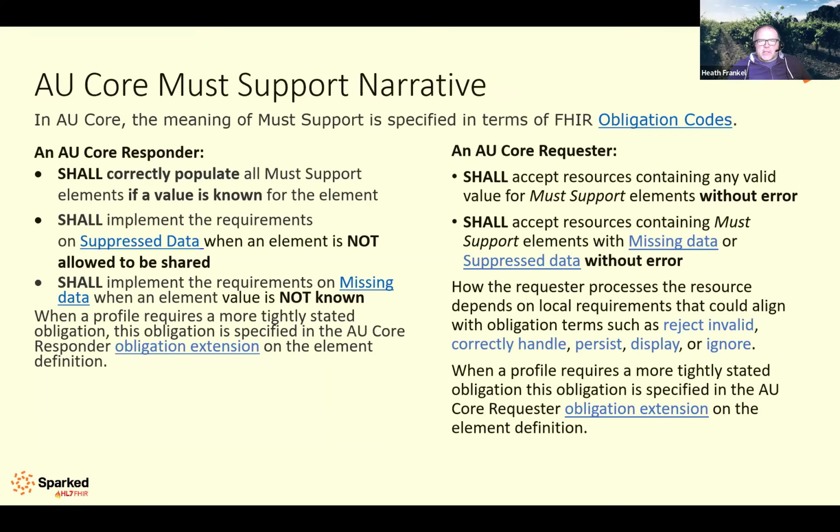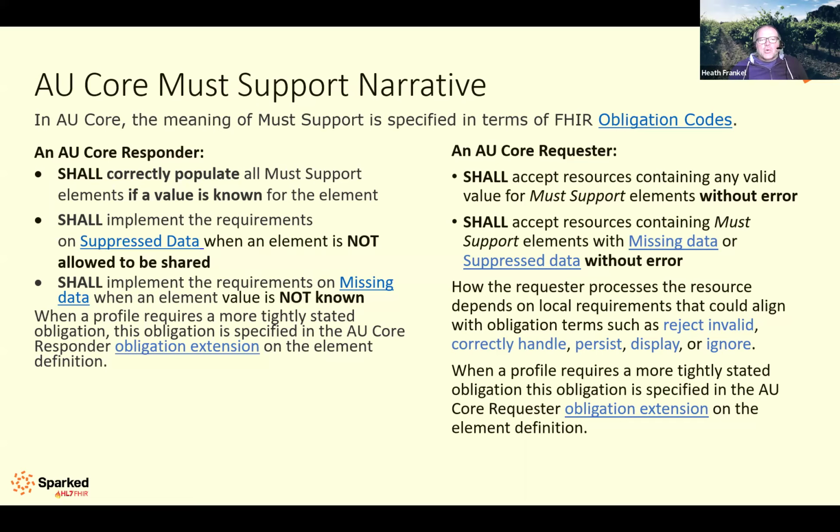So what I might just do quickly is finish out, going back to Richard's initial questions, by summarizing the last few weeks of discussion to put forward the proposal of what we're putting into the updated must support page for AU core responder and AU core requester, and what must support means. So we are using the obligation codes from FHIR as the terms that we're using in our definitions.